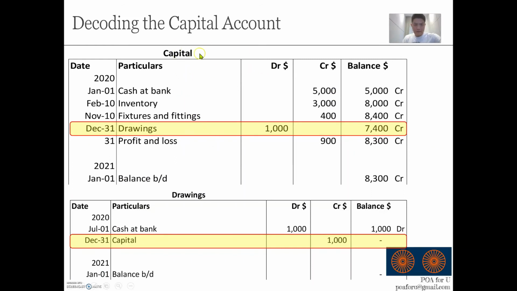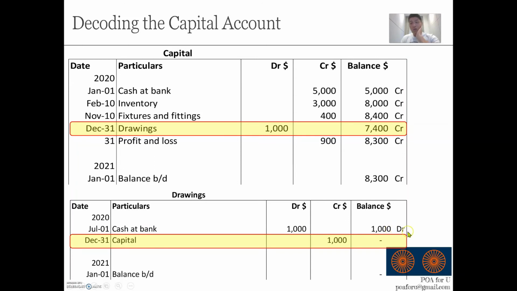So in the capital account, this is what you've seen before. I'm going to show you the drawings account. Something must have happened in the year whereby the owner took, let's say, cash from the business bank account for his own use. The double entry would be debit drawings, credit cash at bank, because your cash for the business reduced and drawings have increased. Drawings is debit in nature because it's contra capital. So if capital is credit in nature, drawings must be debit in nature. So that's why you have debited drawings and you put cash at bank here.